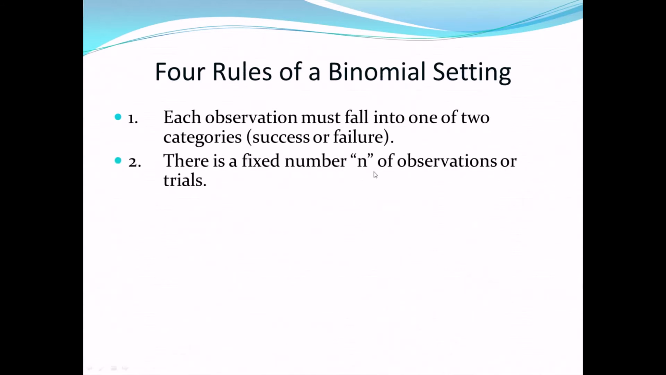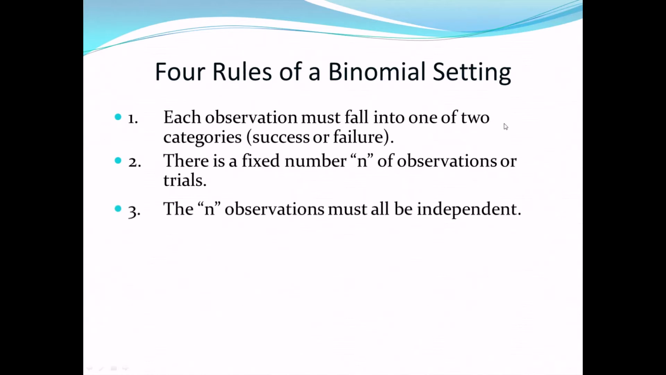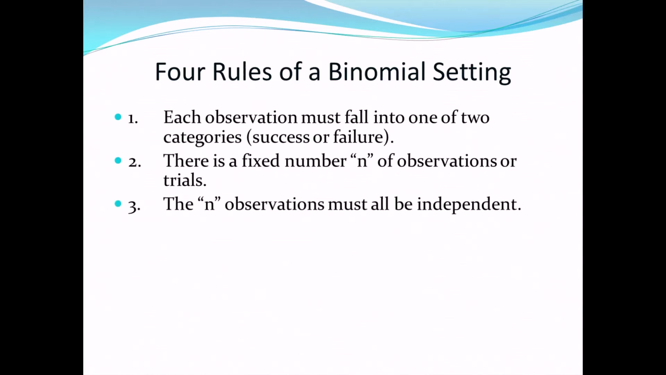So success or failure is the first one. The second is a fixed number n of observations or trials. So if I'm going to test 1,000 patients and see if I can get 6 or more people who have HIV, then there's your fixed number of observations. That's 1,000. It's not open-ended. Third, the n observations must all be independent. So if I find a patient who's got HIV, that doesn't mean the next one I check won't or will. We don't know. So all of those observations must be independent.